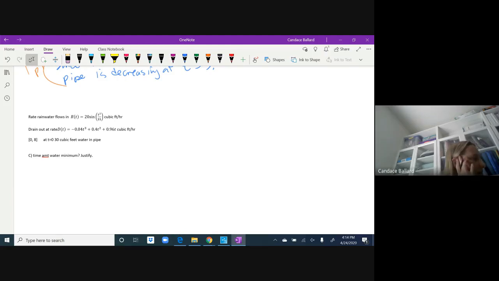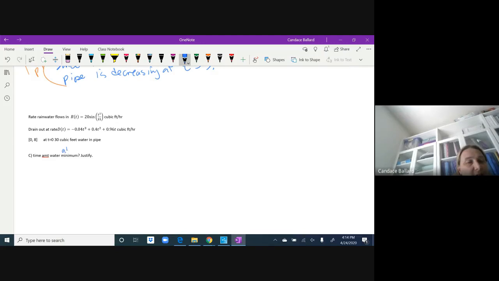It says, at what time t, between 0 and 8, is the amount of water in the pipe at a minimum? So this is not relative, it doesn't say relative, so this is an absolute minimum, and we're supposed to justify our answer. There's a couple things we have to keep in mind. First of all, when we're talking about a minimum, I need to use my endpoints and any critical number in between.